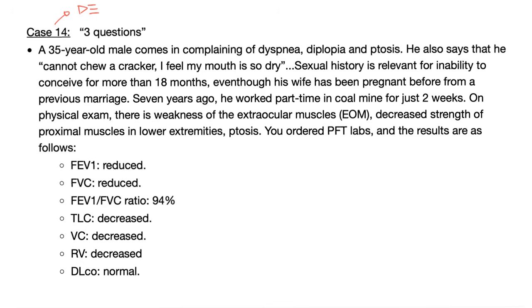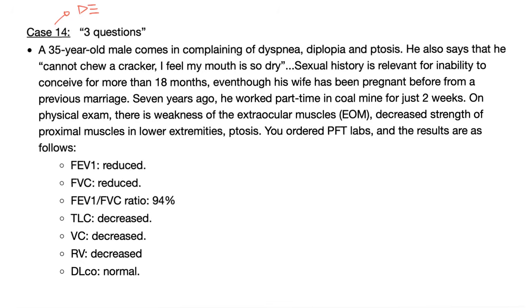7 years ago, he worked part-time in a coal mine for just 2 weeks. On physical exam, there is a weakness of the extraocular muscles, strength of the proximal muscles in lower extremities, and ptosis. You ordered pulmonary function test, and the results are as follows. FEV1 is reduced, FVC is reduced. FEV1-FVC ratio is 94%. TLC is decreased, VC is decreased, RV is decreased, DLCO is normal. Now let me ask you this. Do you think this is an obstructive lung disease or a restrictive lung disease?